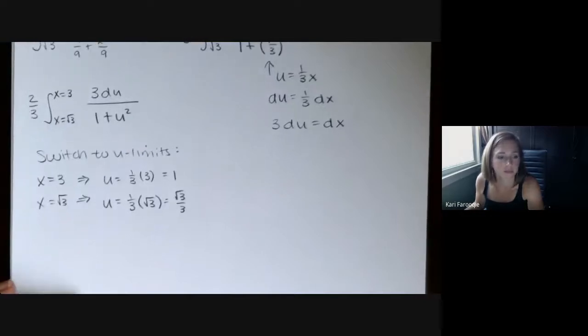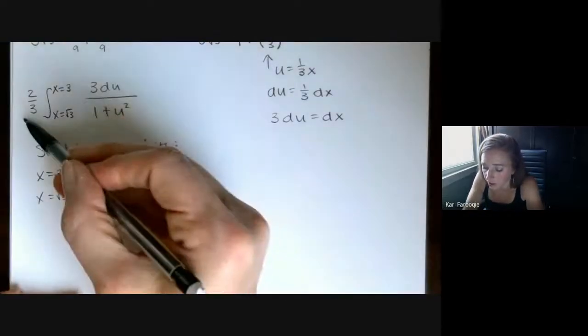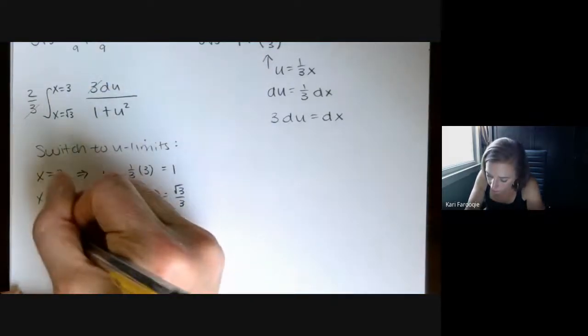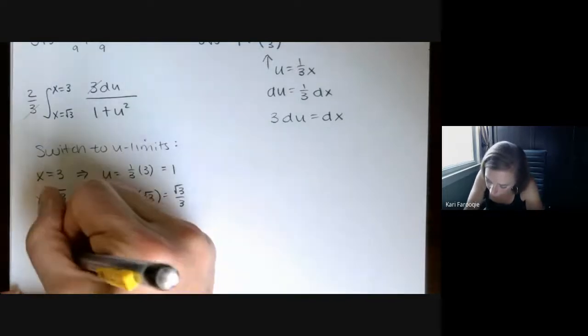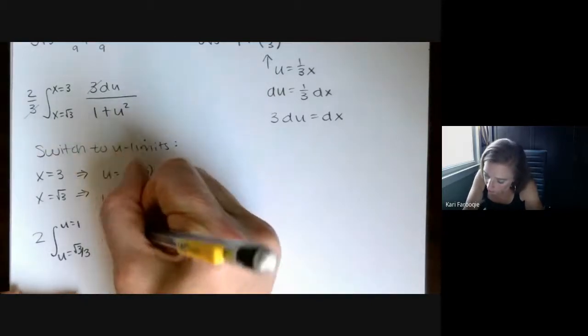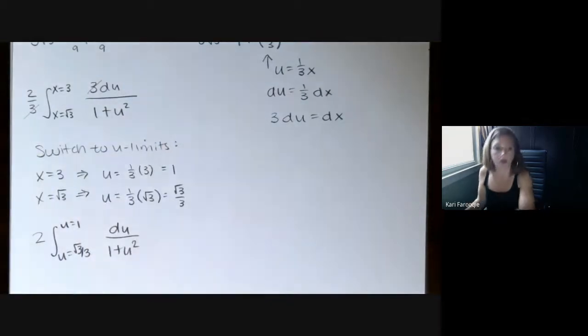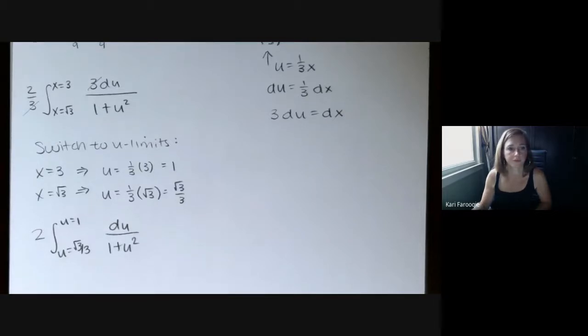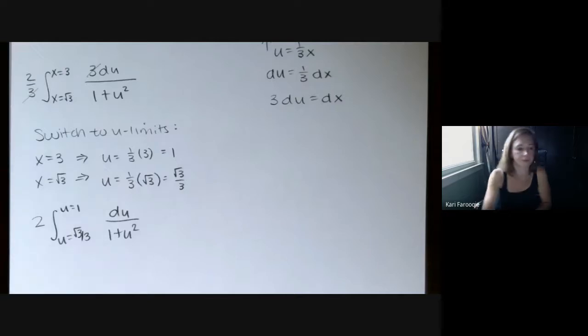Okay. So now we'll rewrite this again. When I do that, I'm going to cancel out the 3's, and I'm just going to have a 2 in front of the integral. And now my new limits are u equals root 3 over 3 to 1, and my integral is du over 1 plus u squared. Questions here?